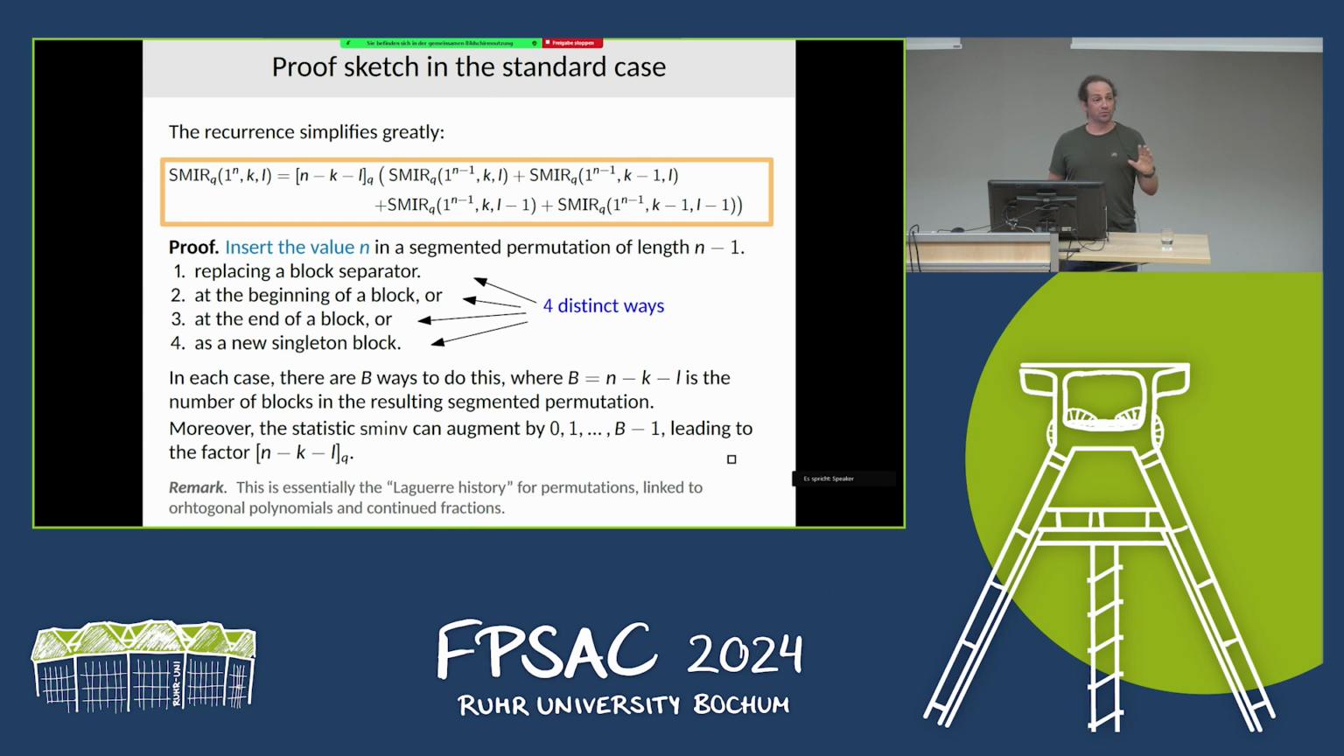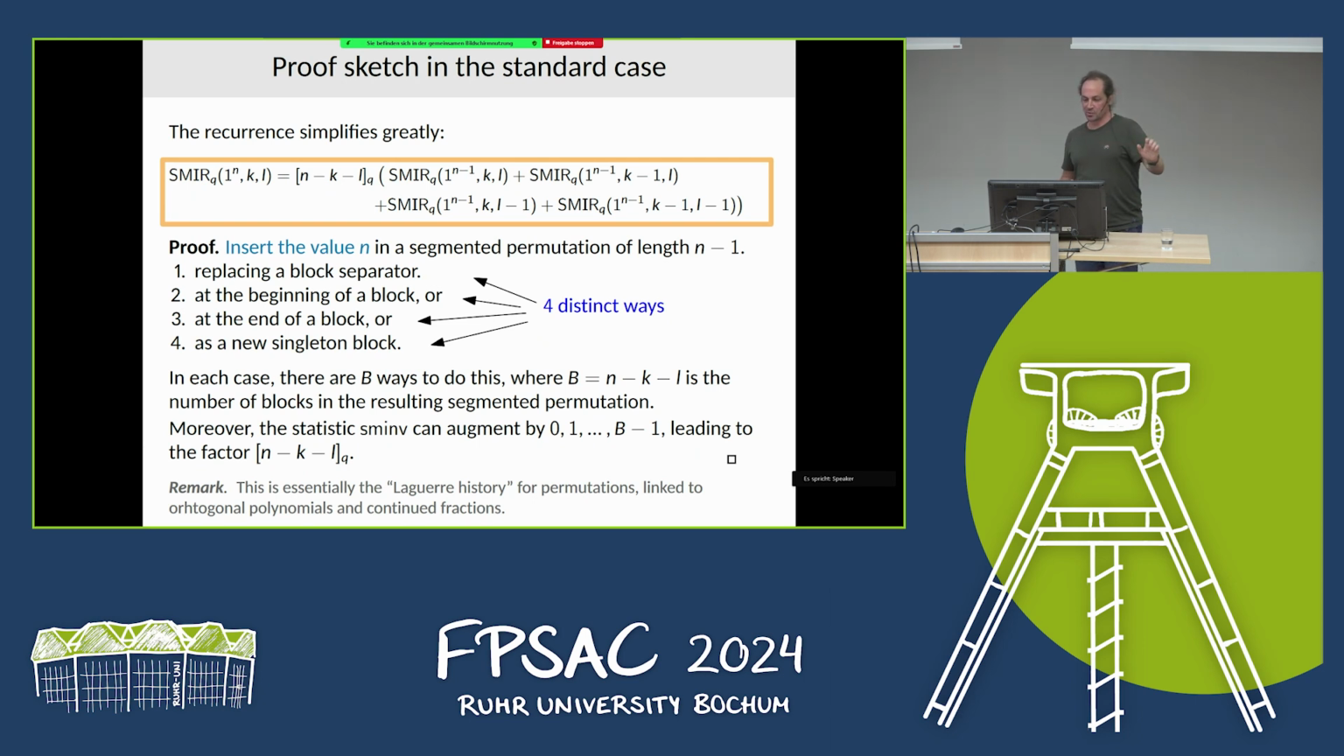So just a word, if you want to do the general case, you wouldn't have to insert just one value. You have to insert the value m, but you can insert them. Basically, you have all these distinct ways. They still occur, but with multiplicities, and they can all occur at the same time. So that's why you have these 4 big Q-binomial coefficients that tell you where to put m as a block separator, beginning of a block, etc. But if you know what you have to prove, I think you can all do it. You just have to be a bit careful of the way to do it.